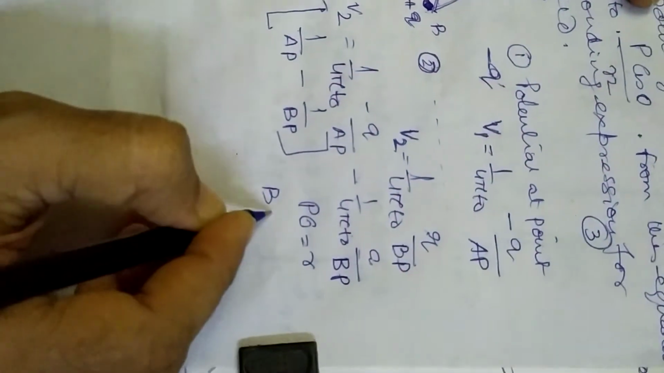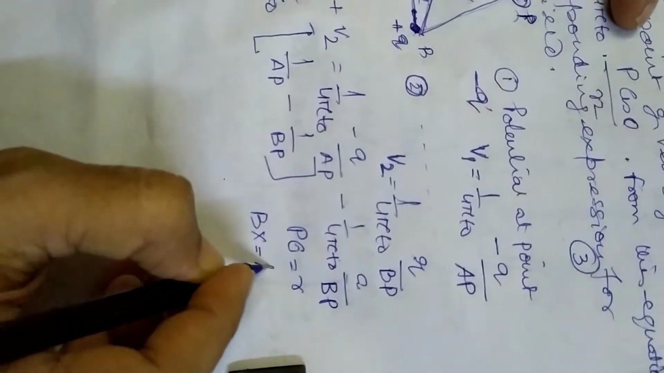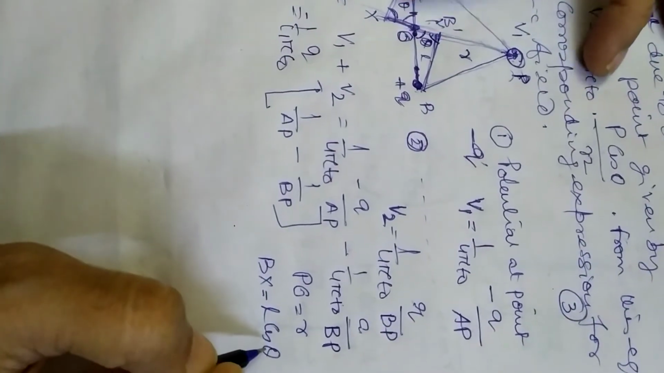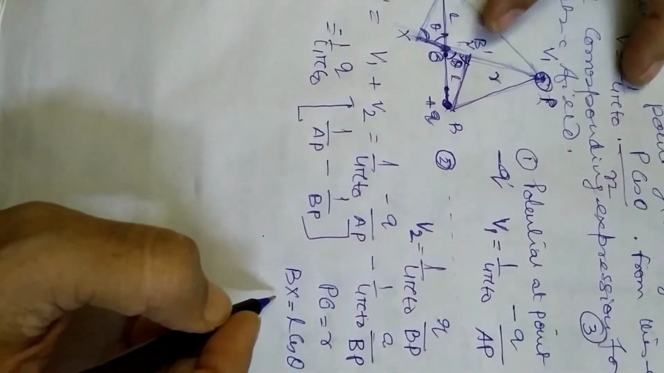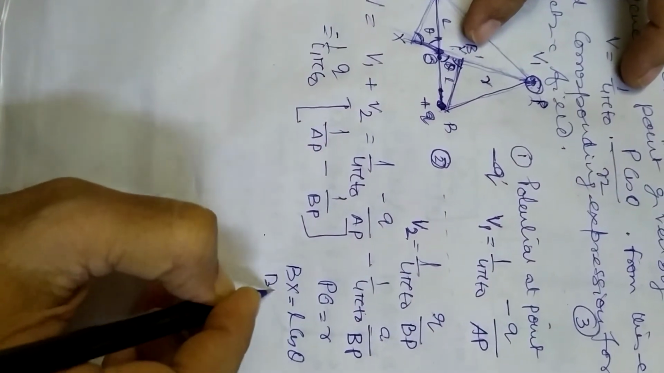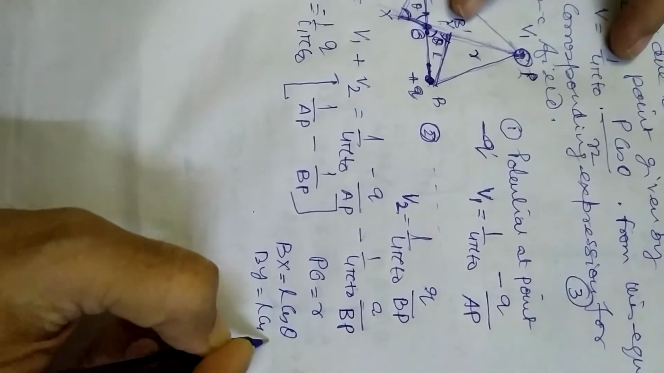So what will we be writing? Bx here. Bx is L cos theta. You just see this is 90, this is theta. So it is L cos theta. Here we are taking By, that is also L cos theta.